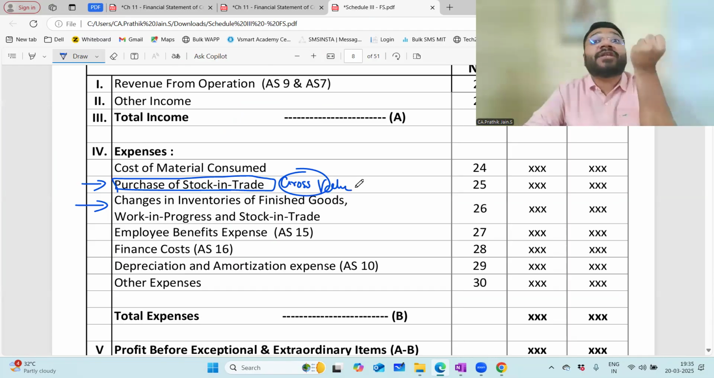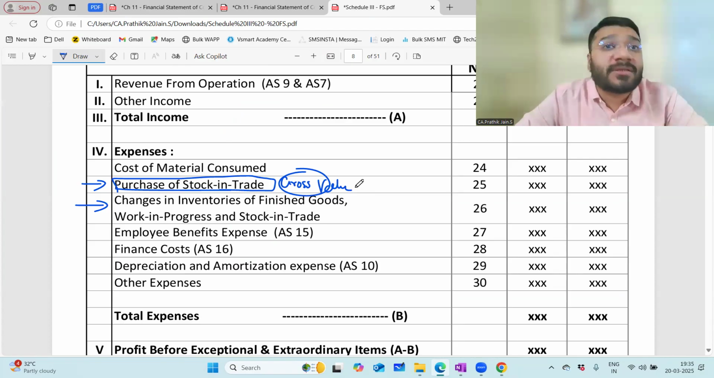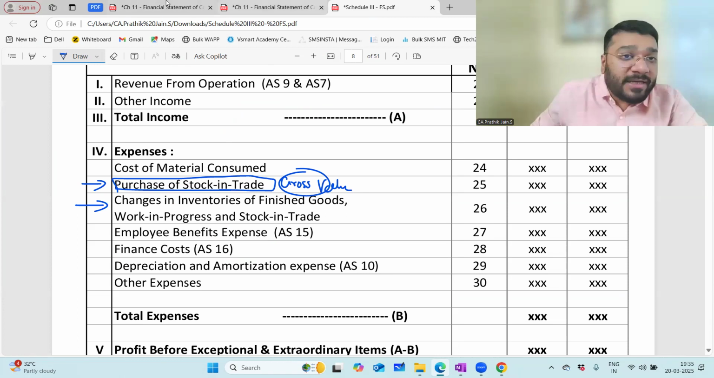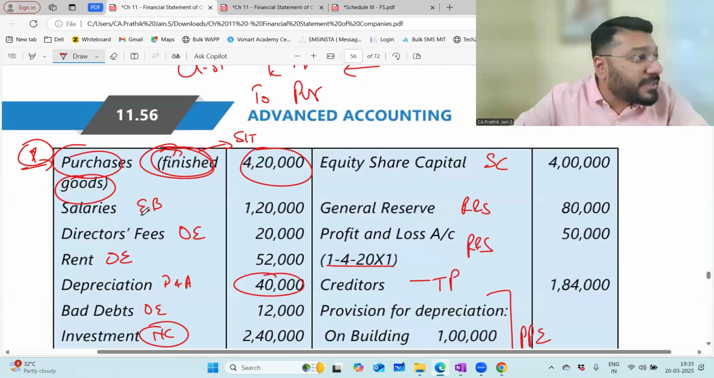This shows the purchasing capacity of the business. Manisha, this shows the purchasing capacity of the business. I wanted the gross value. But unfortunately, in this question, what have they done? They have passed the entry for closing stock and adjusted the purchase.